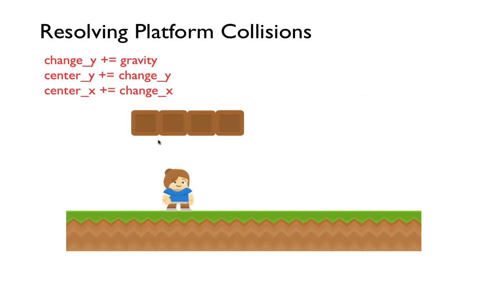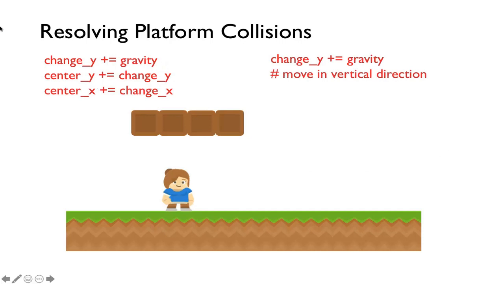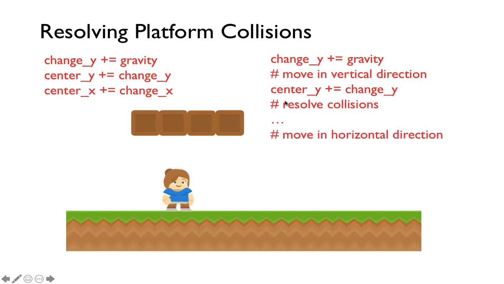Okay, here we go. So again, this is the 3 formula that we need, but we're going to just insert some collision between them. So first thing is we have to change y by adding gravity to it. Then we're going to move in the vertical direction. So this is the vertical direction right here. Change y, add it to center y. And then we're going to resolve collisions. So we have to talk about the code for that. Then we're going to move in the horizontal direction, which is adding the change x to center x. And then we're going to resolve collision again.